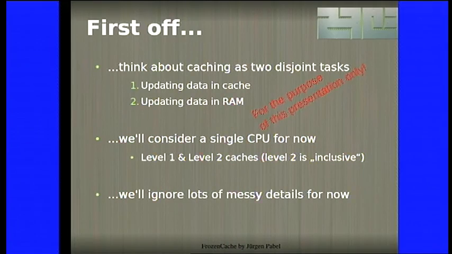Like I said, we're going to skip over some details. I want you to think about caching as a sort of two-task thing. One is loading data into the cache. Usually it will be fetched from memory into the cache. And the second part is then getting the contents from the cache to the RAM. For the purpose of this talk, it's easiest if you think about it as two different tasks that the cache does. And also, we're going to just focus on a single CPU system for now, and even more precisely, a system that only has a single CPU, so no hyper-threading or anything.